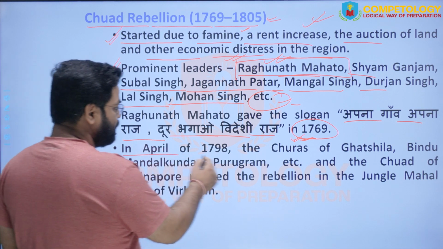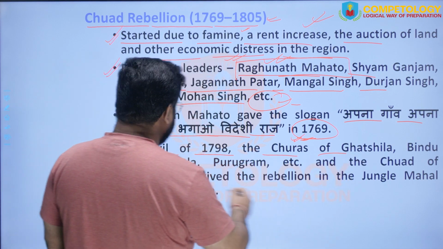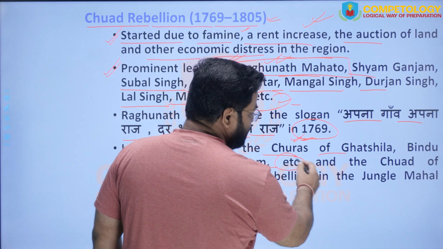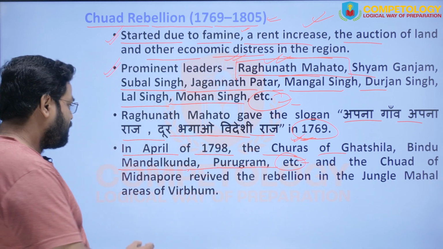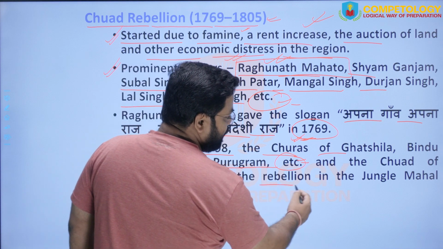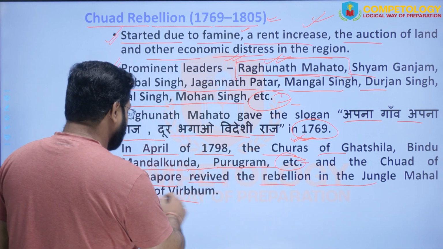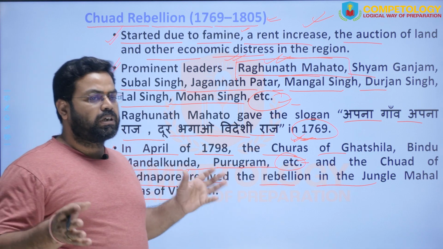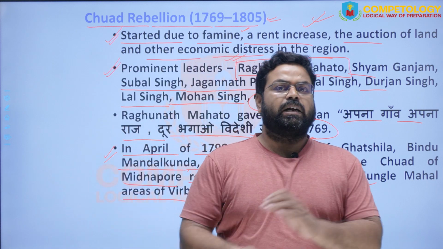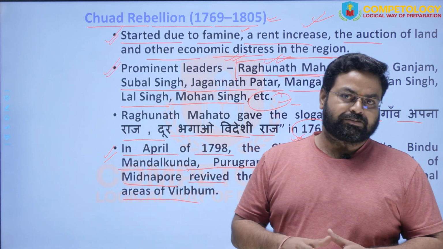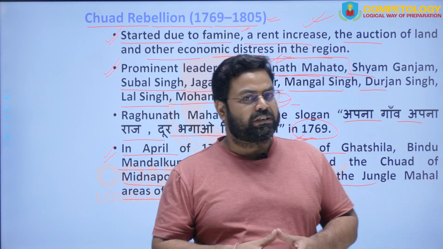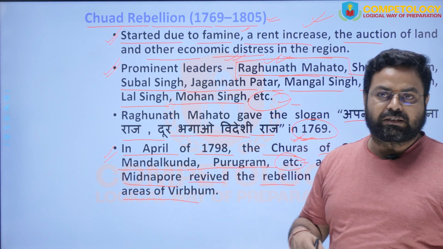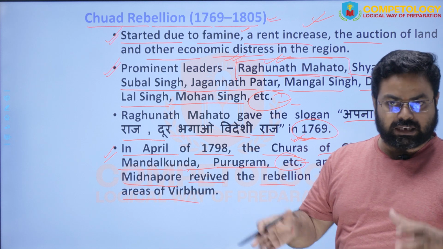So in April 1798, the Chuads of Ghatsila, Bundu, Mandalkhand, Purugram, etc., all these people rebelled, and the Chuads of Midnapur revived the rebellion in the Jangal Mahal areas of Birbhum district also, and this is in Bengal. At that very time there was no clear-cut demarcation of the borders of Bihar, Bengal and Jharkhand and all those states which were part of the Bengal Presidency. So the rebellious elements used to move throughout the region of the Bengal Presidency.